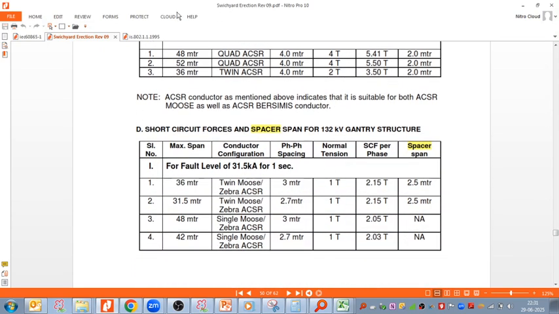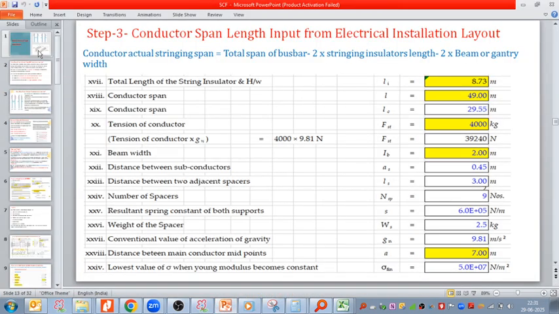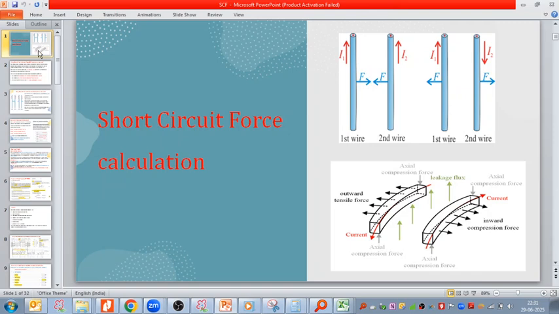Sir, in slide number one, in the first wire and second wire, it is showing the current force, attraction and repulsion force. Is it phase to phase or same phase subconductor? Phase to phase. But in the same phase there would be mostly attraction forces, because current is flowing in the same direction in any one phase.